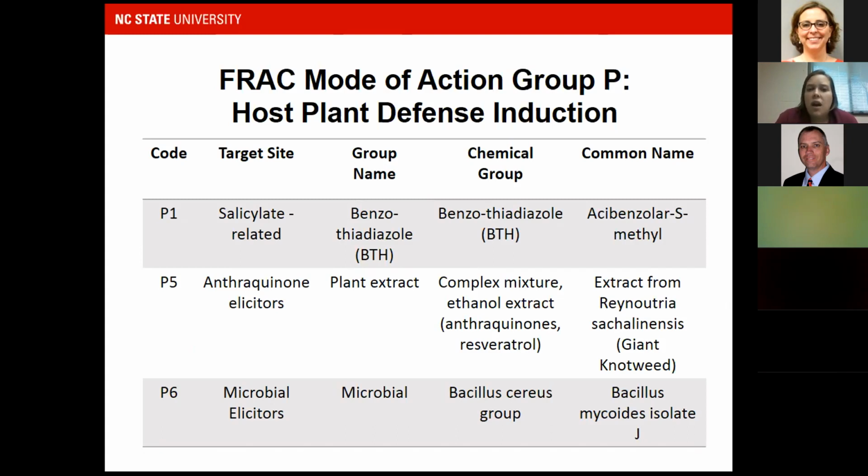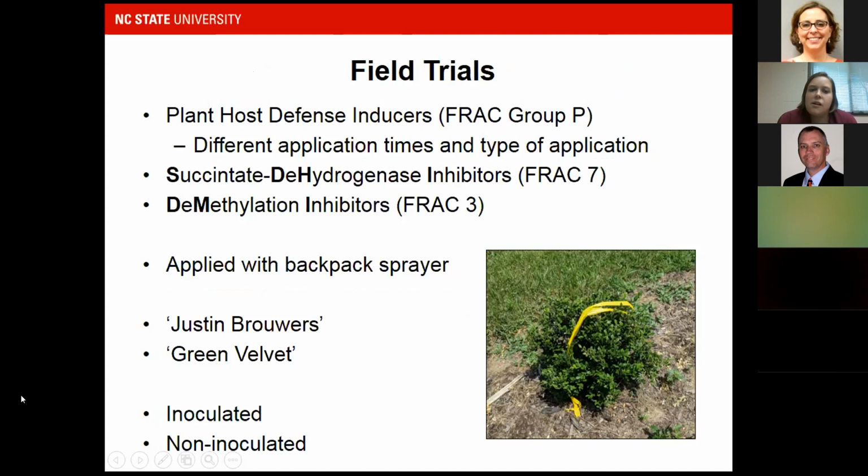And so this first product, the salsalate-related product here, would be like your Actigard. This plant extract from giant knotweed would be like your Regalia. And this microbial, a bacillus, is your Lifeguard. I have some data to show from two different trials. The first ones I'm going to show are looking at different comparisons of plant host defense inducers.